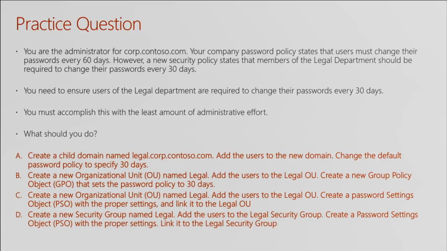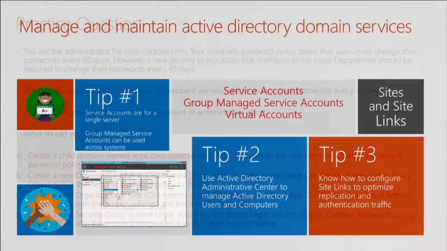Right, so I can create a new security group. We didn't get to that, so I apologize. Create a new security group named legal. Add the user to the legal security group, right? And then create a password settings object with the proper settings and link it to the legal security group. Because it can only be applied to a group, that's the one that matters. That's the one I'm going to look for because I'm applying it to a specific group. And then the password settings object is going to be applied to those specific users.